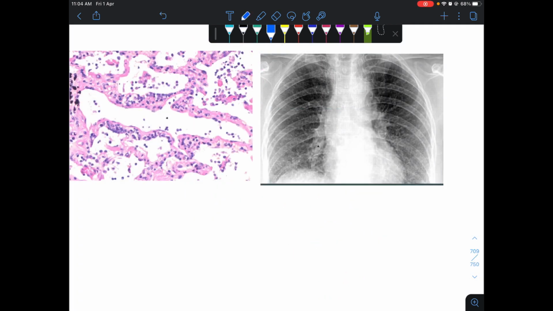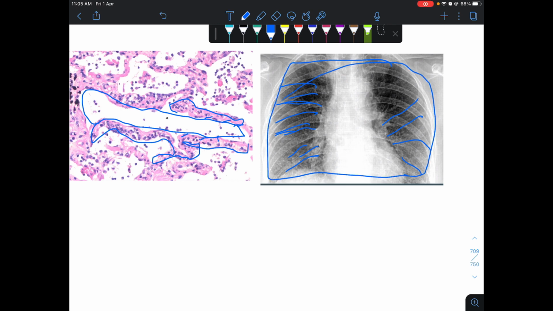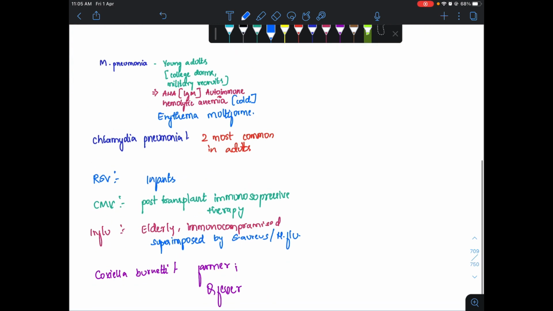As we can see here, this is the airway and that is the alveoli, and this is the alveolar wall, and here we see the inflammation in the interstitium but no inflammation in the alveoli. On chest X-ray we see diffuse inflammation which is not localized, and this involves the entire lobe, that is the interstitium will be involved, so we cannot see a localized or patchy infiltrate, but here we see a diffuse interstitial infiltrate. And the causes include Mycoplasma pneumonia.